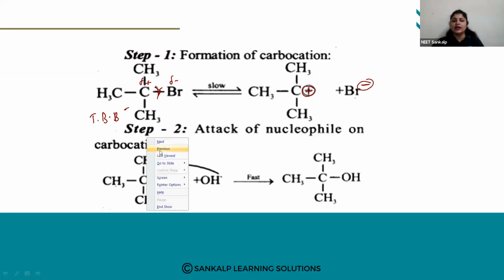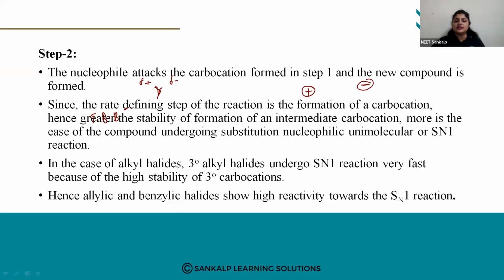Then we'll discuss the second step. What is the second step? The nucleophile will attack the carbocation formed in the first step and a new compound is formed. Since the rate-determining step of the reaction is the formation of the carbocation, the greater the stability of the intermediate carbocation, the more easily the compound undergoes nucleophilic unimolecular substitution, or SN1 reaction.